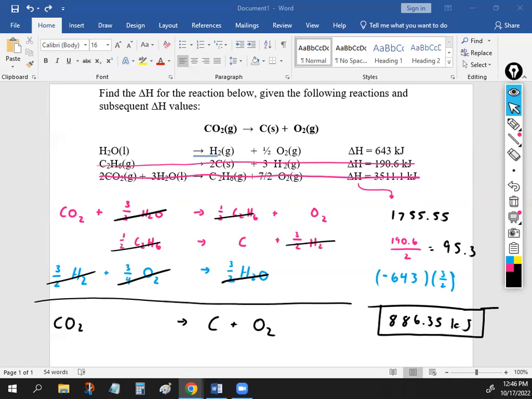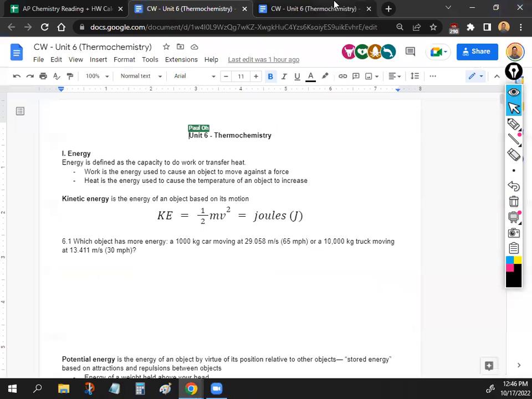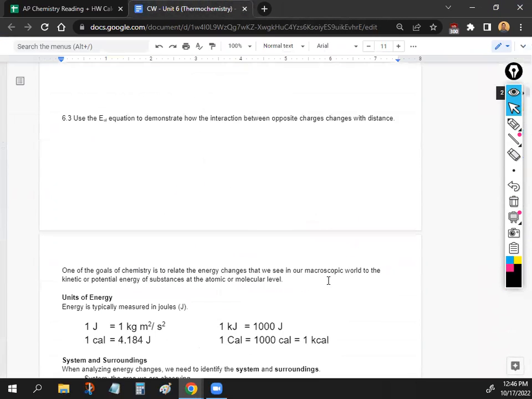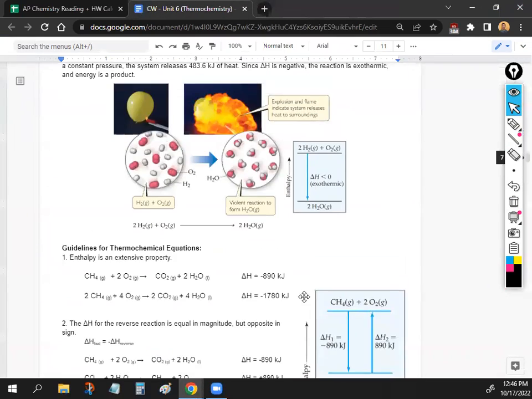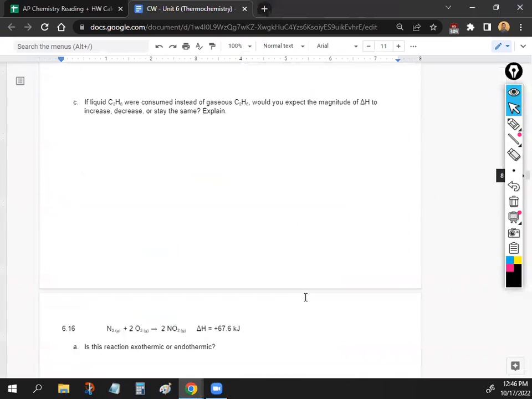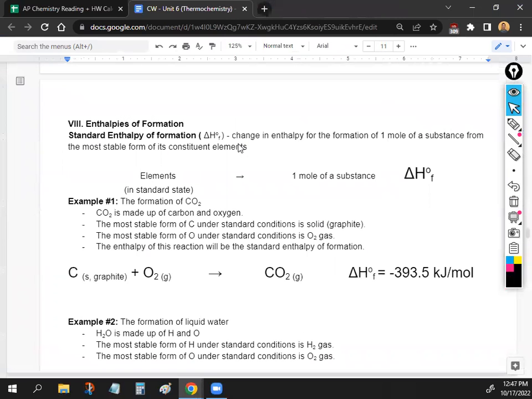Okay, so let's go back to our original notes now. Today we're gonna get started on section 8, which is enthalpies of formation. Okay, there it is. So enthalpies of formation.